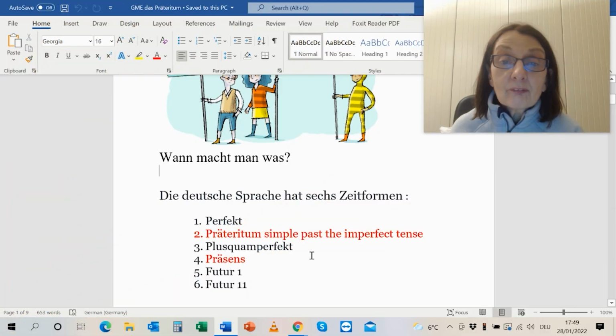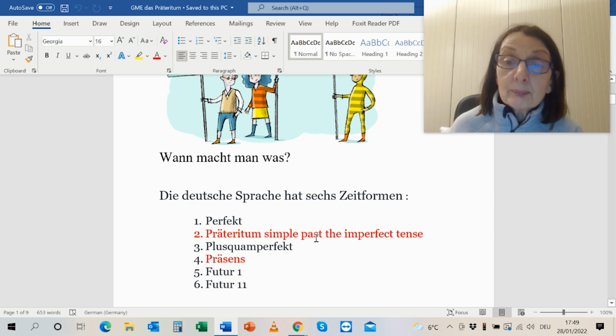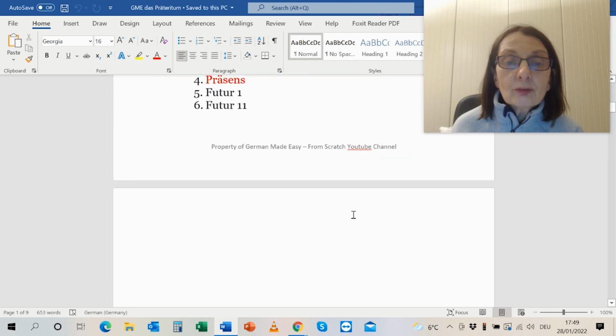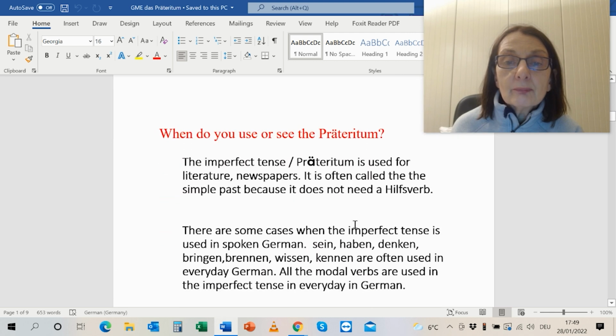There are 6 parts of our tense structure in German. But we've already looked at the present, so that's sort of ticked off. Today we're going to look at the Präteritum, and it's sometimes called the simple past or the imperfect tense. So if I say Präteritum, you know what I'm talking about, and if you say imperfect tense, that's fine too. It doesn't make any difference. How do I form this one?